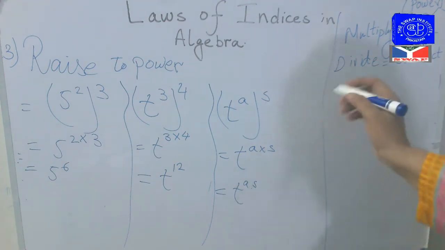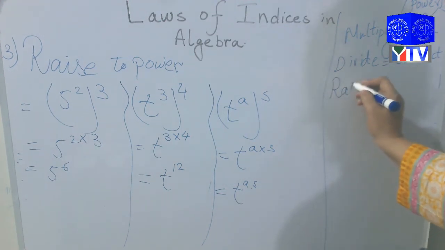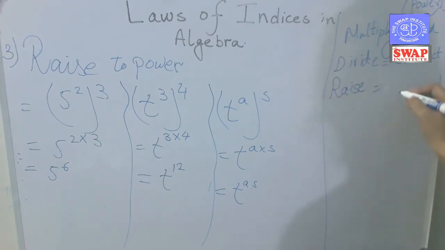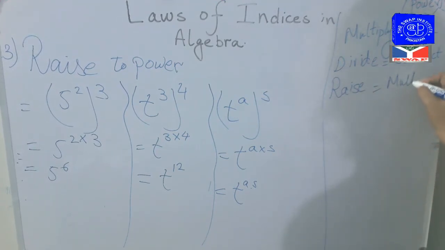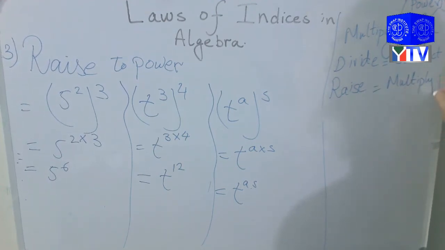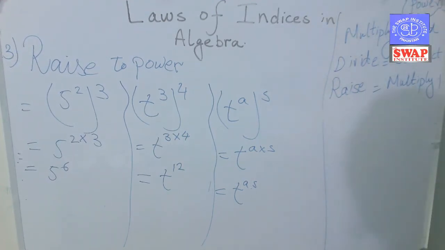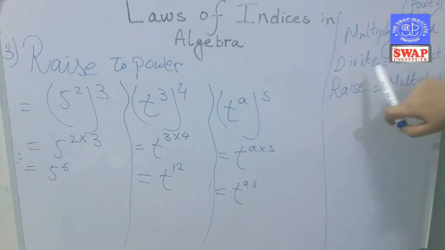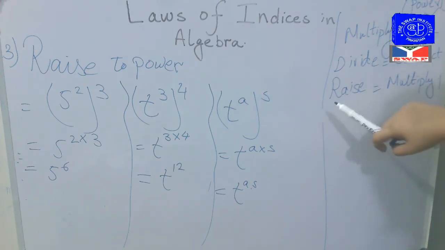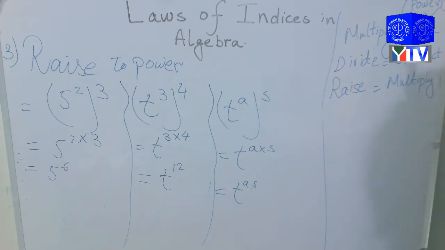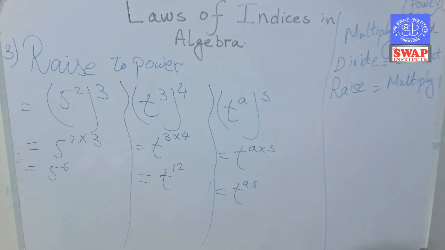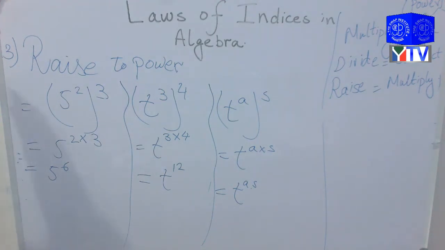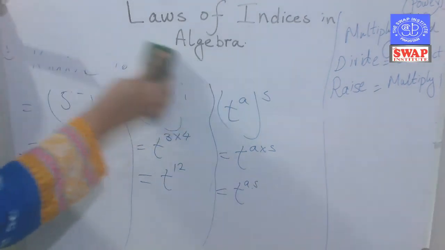So when we are raising a power to a power, we have to multiply the powers. Clear? The first law, multiplying the indices, says that you have to add the powers. Dividing the indices says we have to subtract the power, and raising a power to a power says that we have to multiply the powers. Is it clear to you? I hope you all got this. Okay. Now we have done these 3 rules one by one.